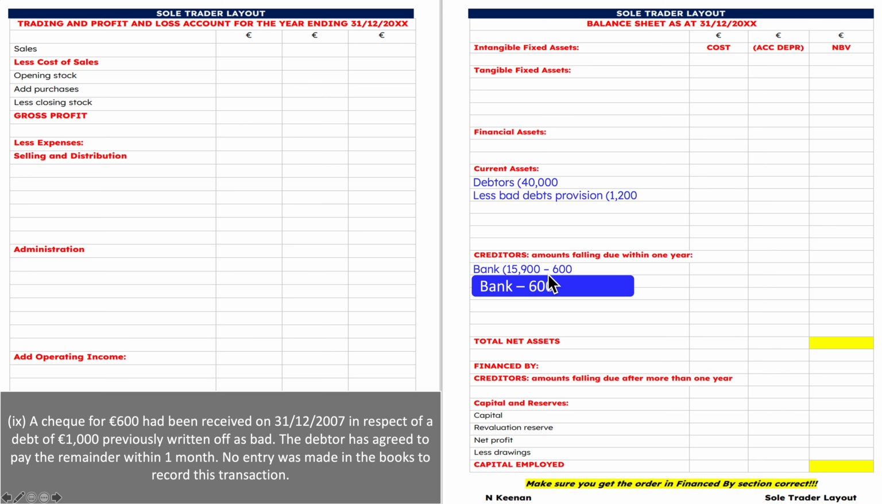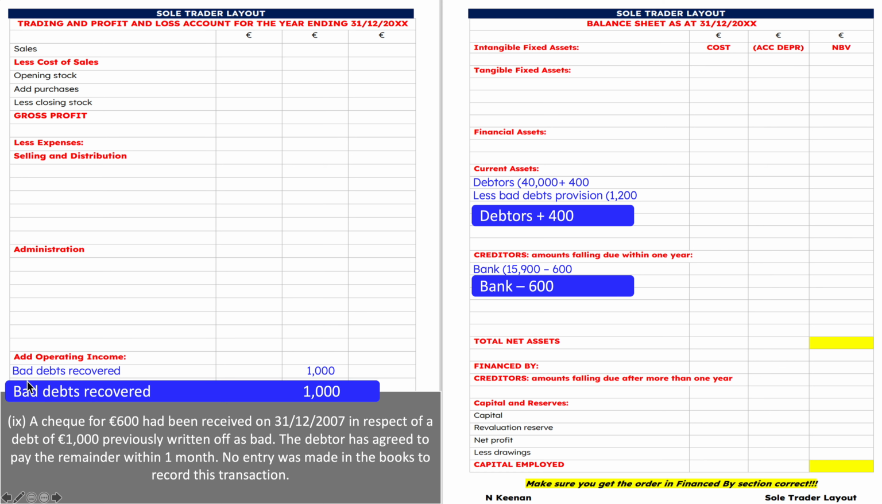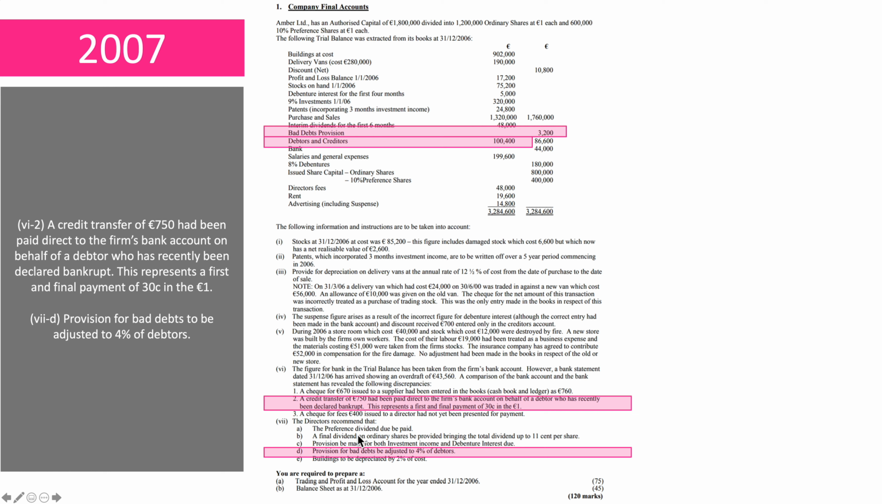So we received a cheque of 600, so that would reduce our bank overdraft. So the debtor has agreed to pay the remainder. The remainder was 400 because the debt was previously 1,000 euro and they paid 600. So we add the 400 back to the debtor. And in the add operating income, we put bad debts recovered. We put all of it, okay, so the entire 1,000 there.